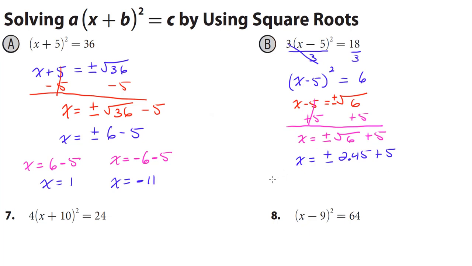And again, I need to split these into two separate equations. So one equation is going to be x equals positive 2.45 plus 5, and the next equation is going to be x equals negative 2.45 plus 5. So here on the left, 2.45 plus 5 is 7.45. So x equals 7.45. And over here, negative 2.45 plus 5 is going to be 2.55. So x equals 2.55. And those are my two answers.